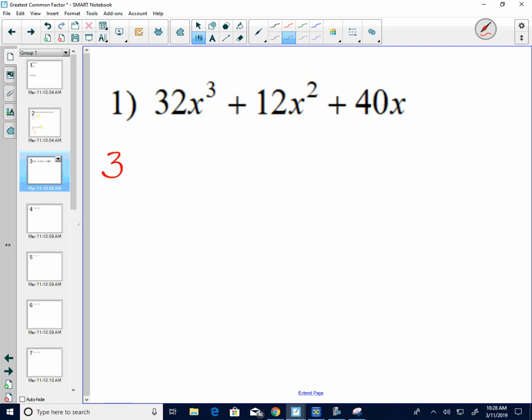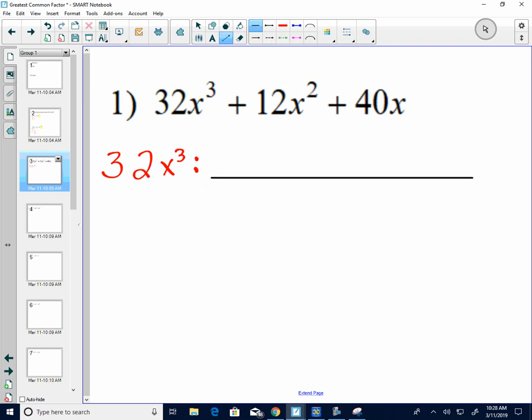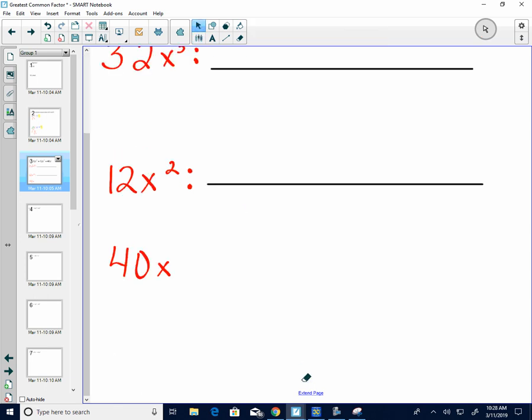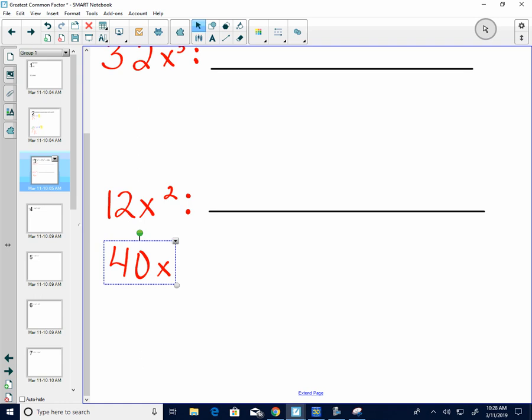Well, I have 32x cubed, so I'm going to write it out this way, and I'm going to have a line. And then I've got 12x squared, and I've got 40x. I need to move this. Let's move these down so that we have plenty of space.